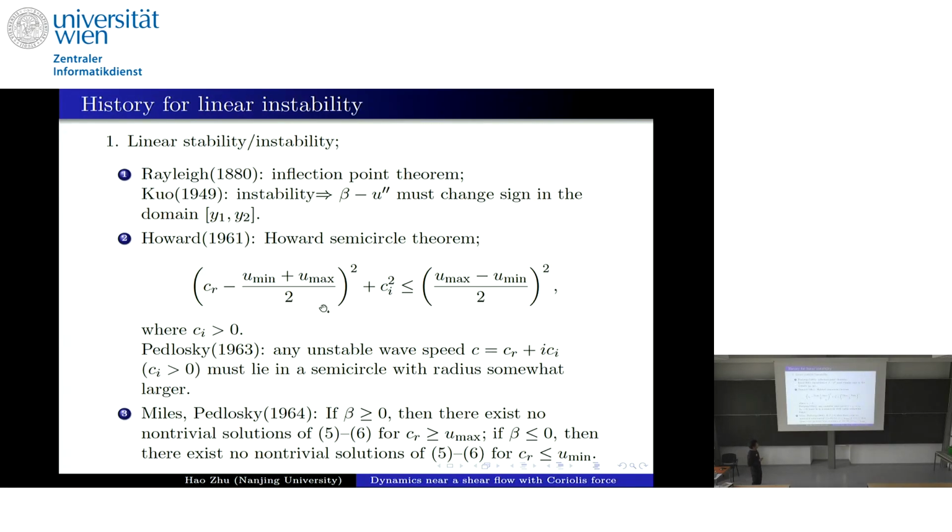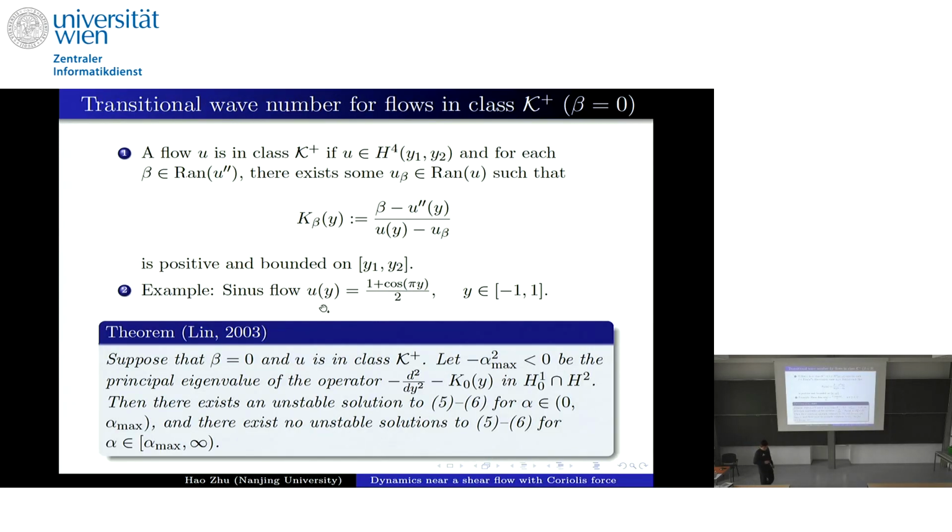And Miles, Pedlosky, they further extended the result. If beta is positive, then there are no non-trivial solutions for c if the real part of c is larger than the maximum of U. And if beta is negative, there are similar results. So the story of the linear instability is always the necessary one. Next we give some sufficient conditions.